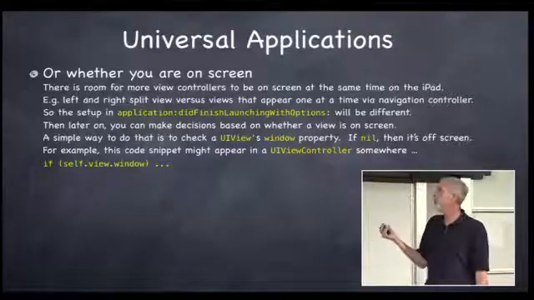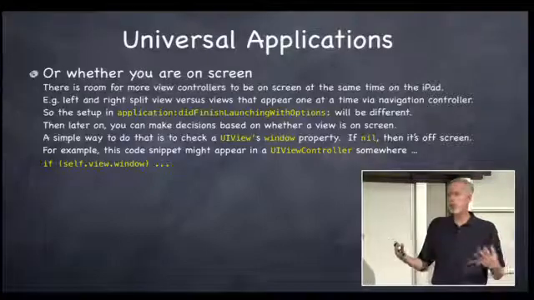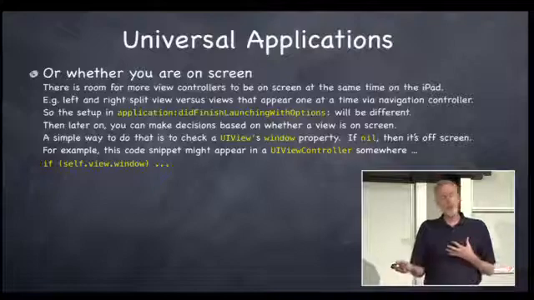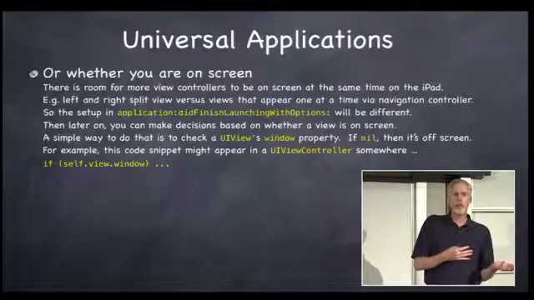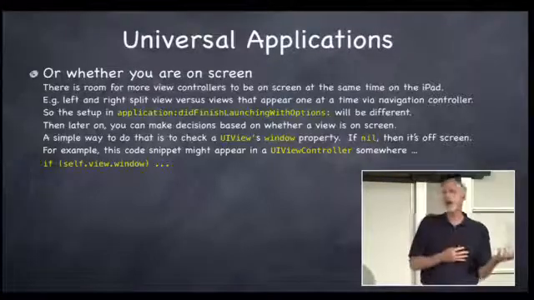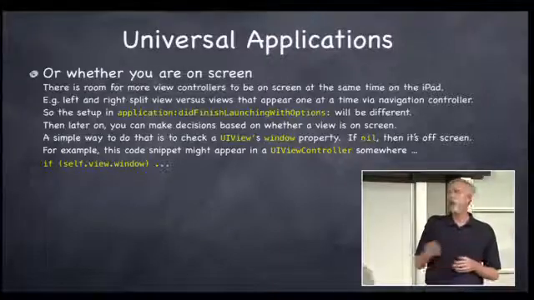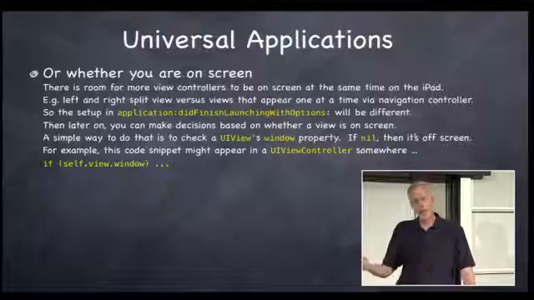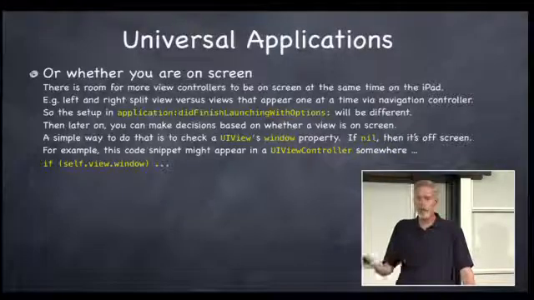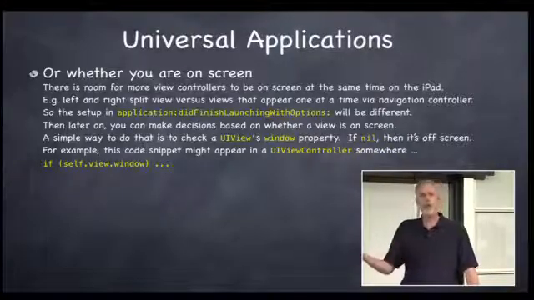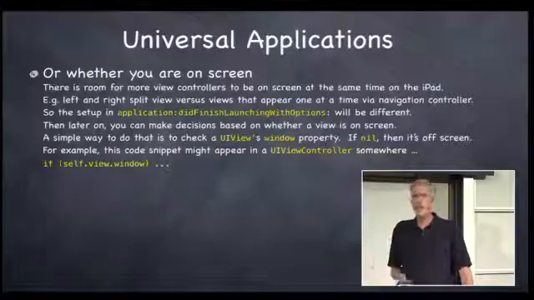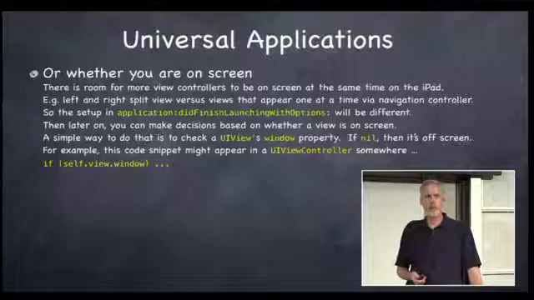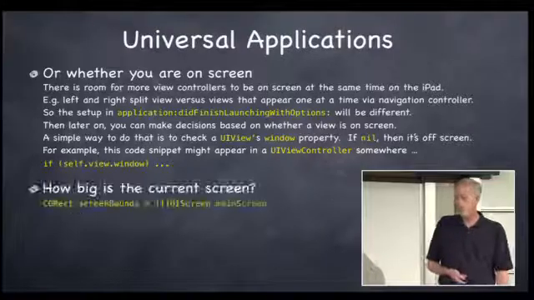So how do you tell if a view is on screen? You're a view controller, and you want to know if your view is actually on screen. A simple way is to ask your view what window it's in. And if it's nil, then you're not on screen. So saying if self.view.window, then do something, means if my view is already on screen, then do something. You could also say if not self.view.window, that would be do this if my view's not on screen. All right, any questions about that? So that's another way to make it conditional.